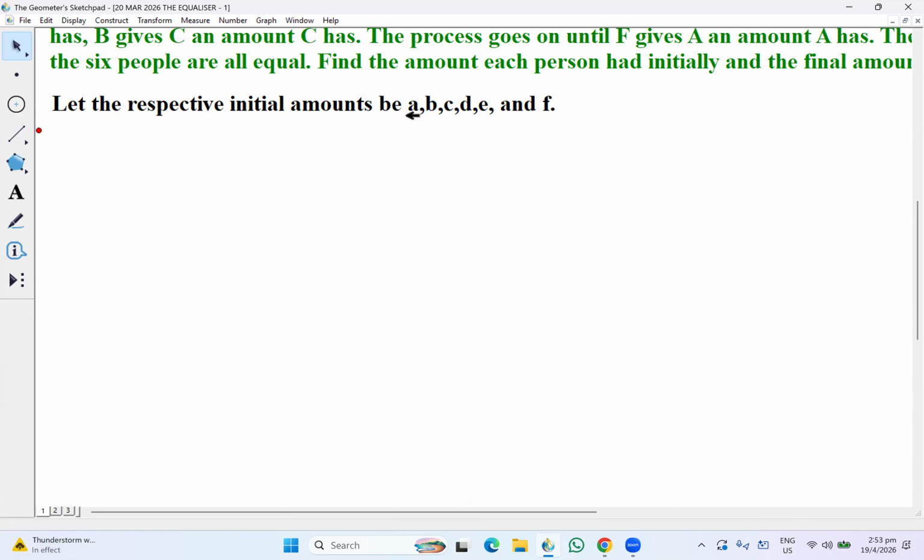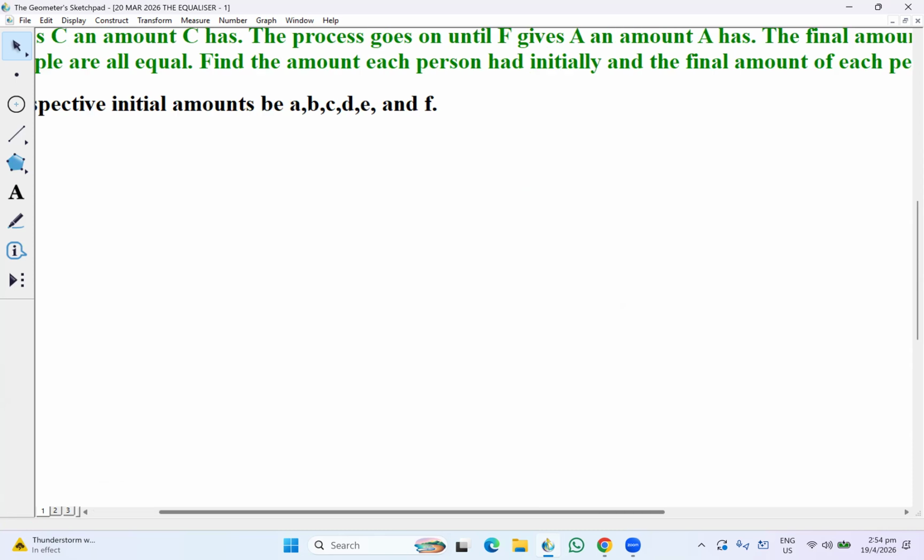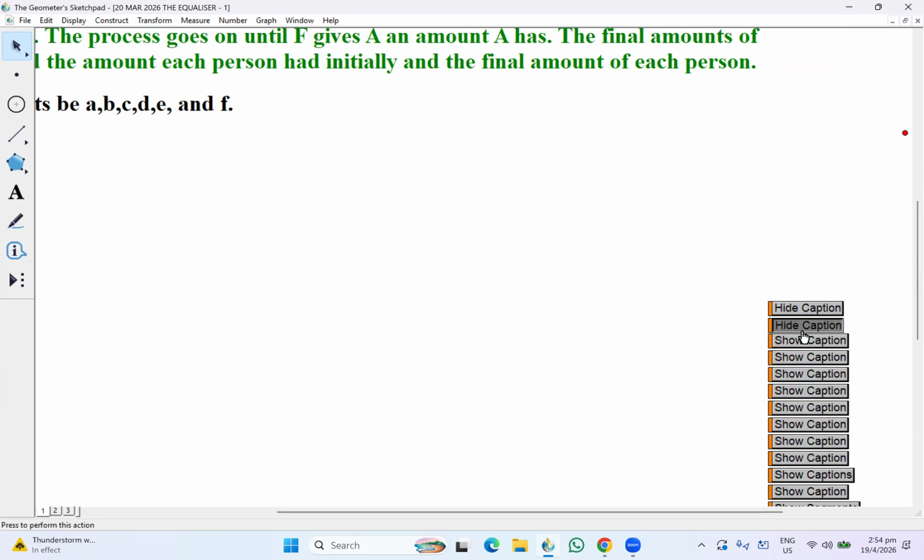So A gives to B, so B becomes double. Then A becomes A minus B. Then 2B gives to C, C becomes double. Then here 2B minus C. So the process goes on, and we show the equation.